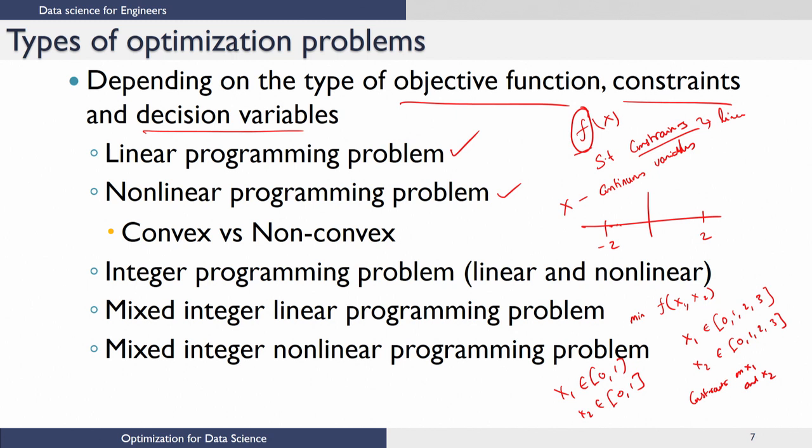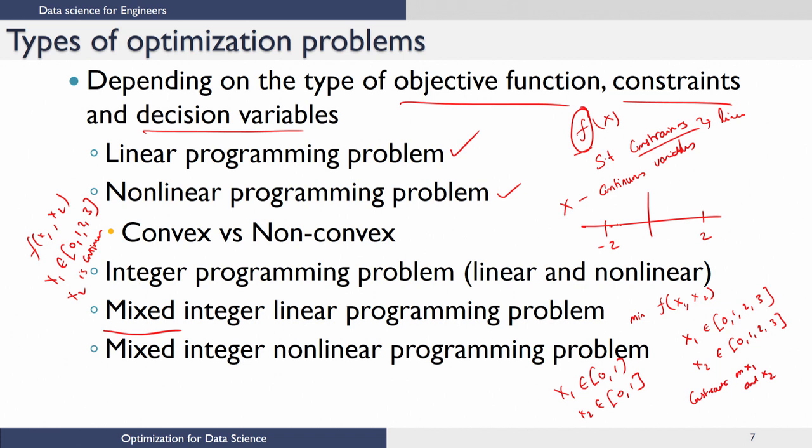Now, when you combine variables which are both continuous and integer. So, for example, in this case when I have f of x1 comma x2, let us say x1 has to take a value 0, 1, 2, 3, whereas x2 is continuous, it can take any value, let us say, within a range. Then we have what are called mixed programming problems, and if both the constraints and the objective are linear, then we have a mixed integer linear programming problem, and if either the constraints or the objective become nonlinear, then we have a mixed integer nonlinear programming problem. So, these are the various types of problems that are of interest.